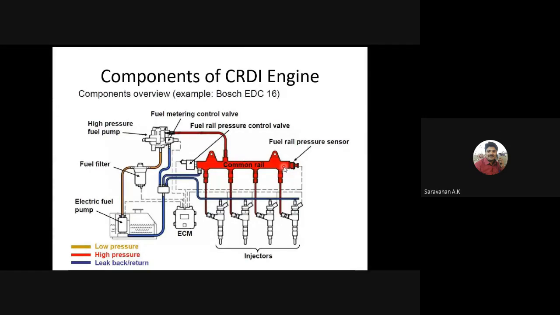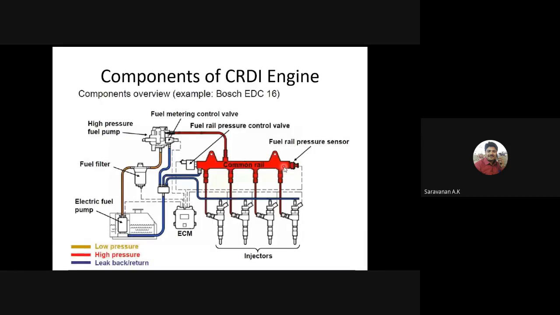Then the fuel is stored here in the common rail system, and it will be distributed by the injector to the combustion chamber. In addition, this common rail will eliminate the vibration caused by the high pressure pump. That is the main function of the common rail system: it eliminates the vibration which is caused by the high pressure pump.